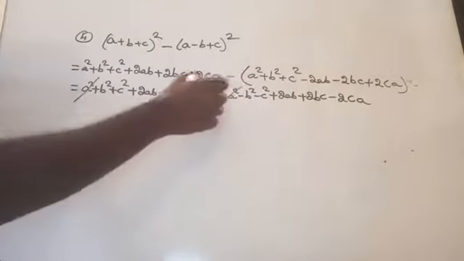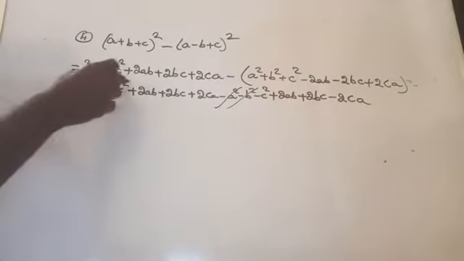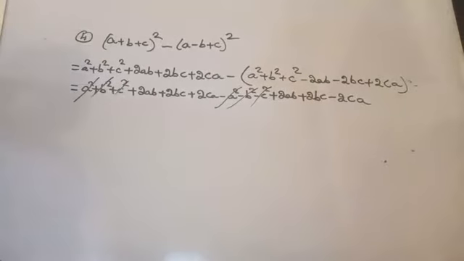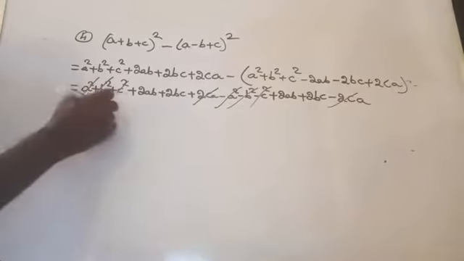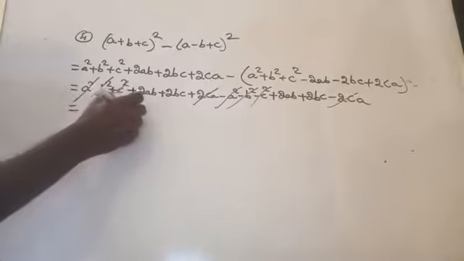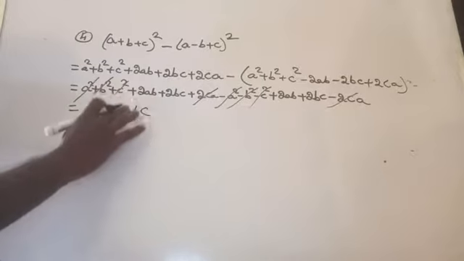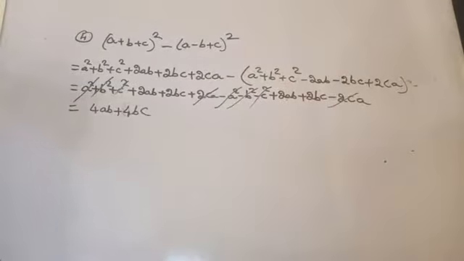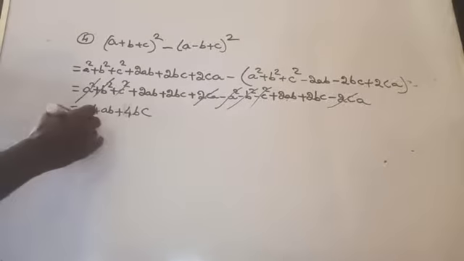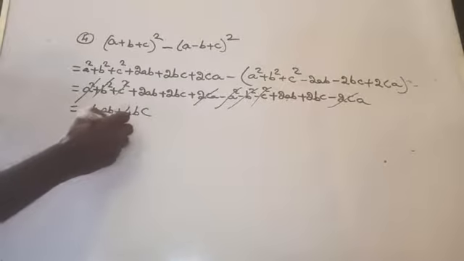Now A square minus A square you can cancel, B square minus B square you can cancel, C square minus C square you can cancel, then plus 2CA minus 2CA you can cancel. Then 2AB plus 2AB, 4AB, 2BC plus 2BC, 4BC. Am I right? Here what you can do, you can take 4B common outside, then it will be A plus C.